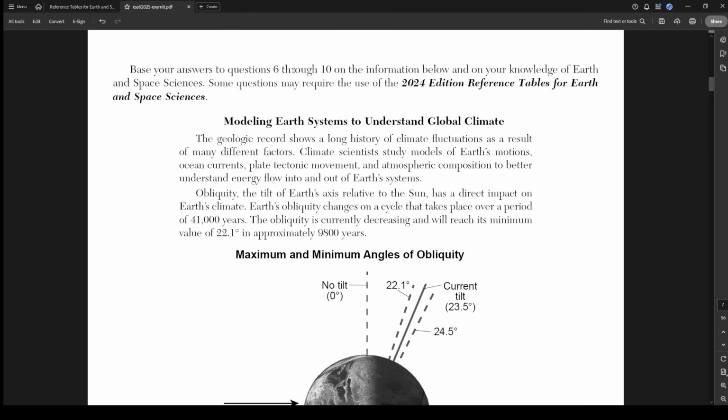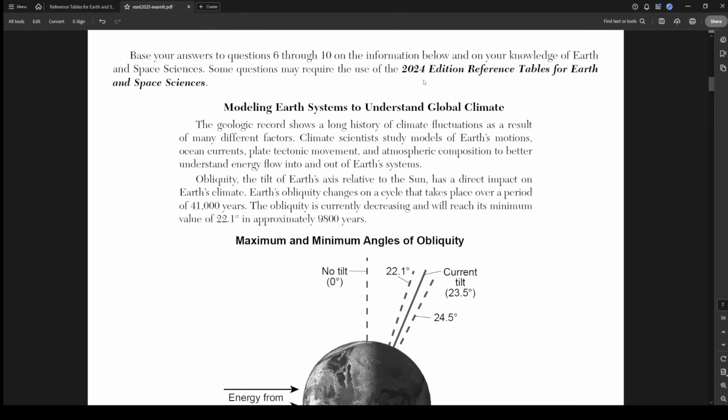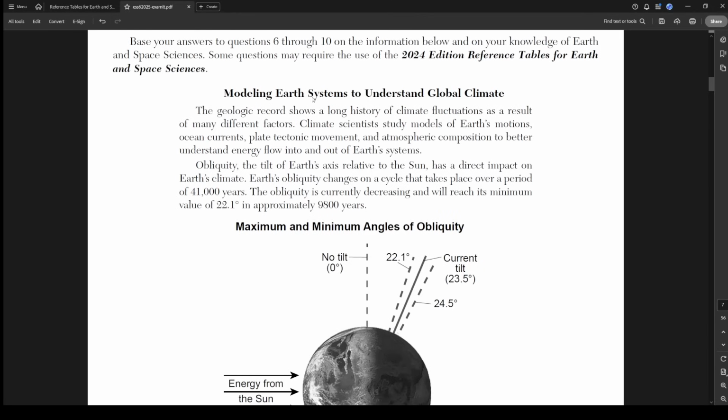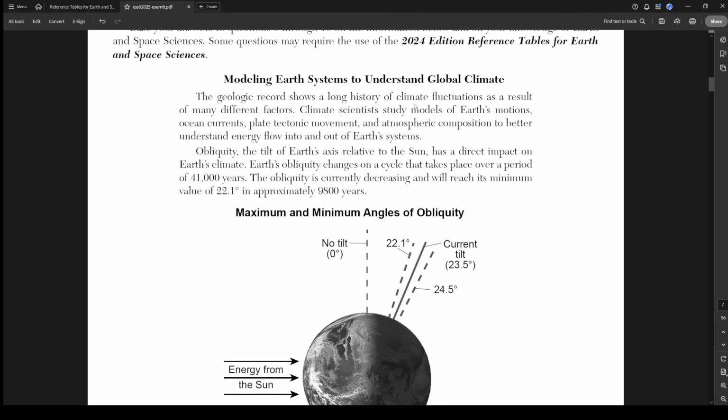Base your answers to questions 6 through 10 on the information below and your knowledge of Earth and space science. Some questions may require the use of the 2024 edition reference tables. Okay. Modeling Earth systems to understand global climate. The geologic record shows a long history of climate fluctuations. Okay, fluctuations just means changes. As a result of many different factors, climate scientists study models of the Earth's motions, ocean currents, plate tectonic movement, and atmospheric composition to better understand energy flow in and out of the Earth's systems.